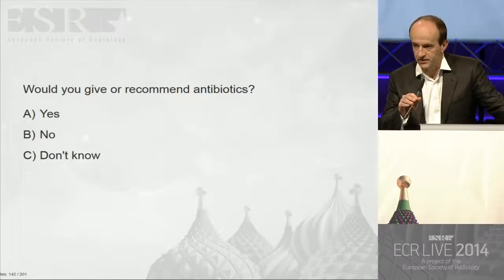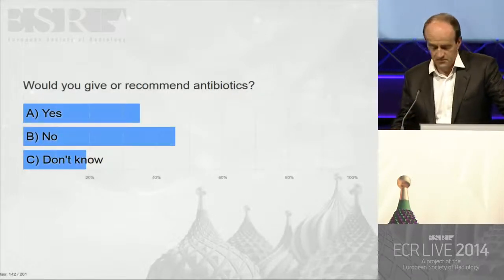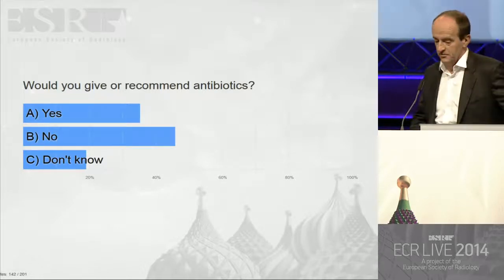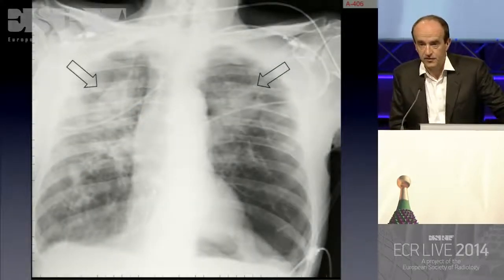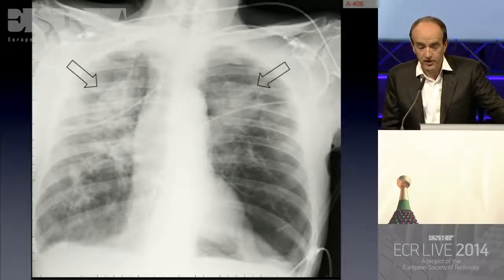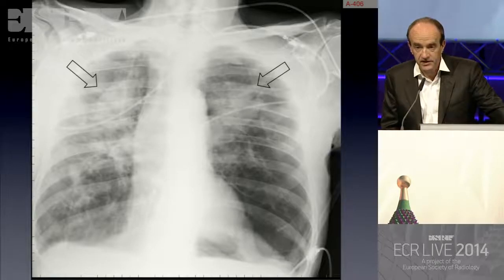Okay, can we see the results? The answer is no. These opacities represent massive pulmonary fibrosis in a silicotic patient, and antibiotics are not efficient to cure these lesions.